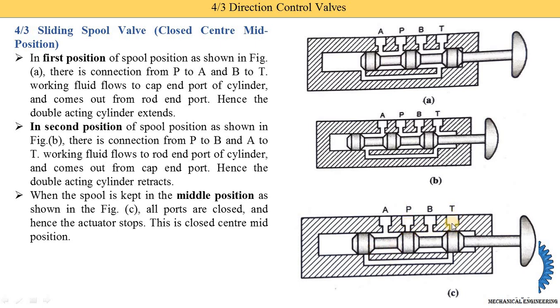Here you see the T port is also closed, meaning whatever amount of oil is present stays in the accumulator as it is, because oil is not supplied from the P port to the A port or B port, or from A or B to the T, meaning all the ports are in a closed condition. Suppose the oil is coming from the A port, it does not go anywhere. Oil coming from the B port does not go anywhere. This is closed because all the ports are closed, and this is the closed center mid position. Different types of mid position are possible according to the requirement, which we already studied in chapter 1, the various types of symbols for the mid positions.